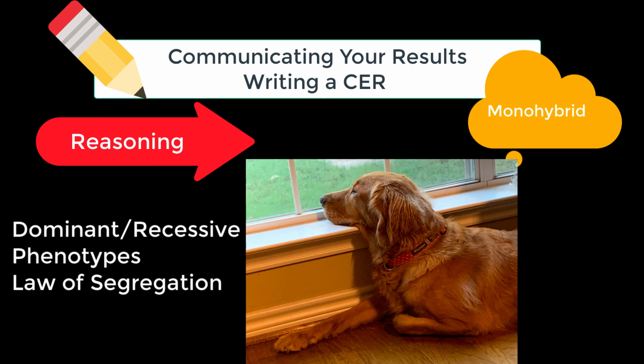In your writing, you can relate back to the lab results by saying something like, when all the offspring of the F1 generation exhibited a certain phenotype, it was confirmed that this is the dominant trait, and it showed how dominant traits mask recessive traits. Another concept that can be discussed is the law of segregation.